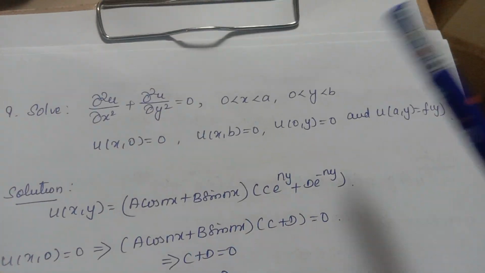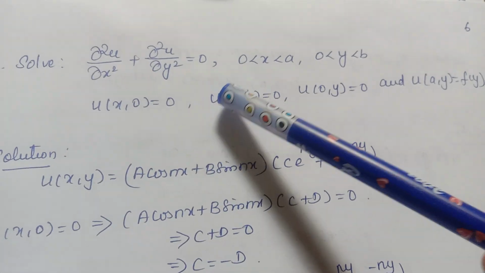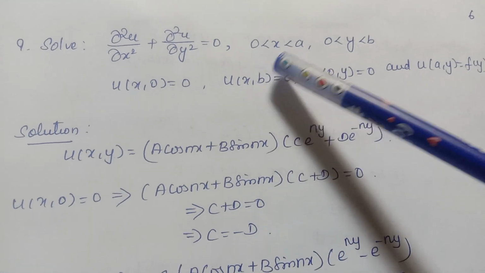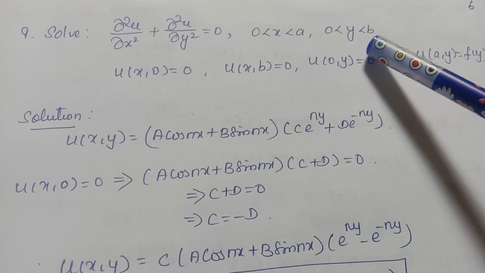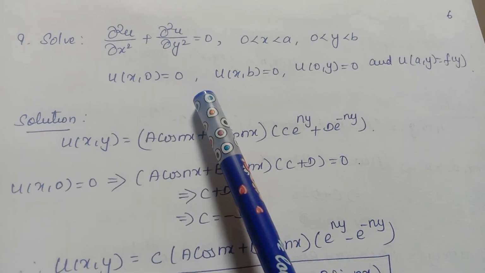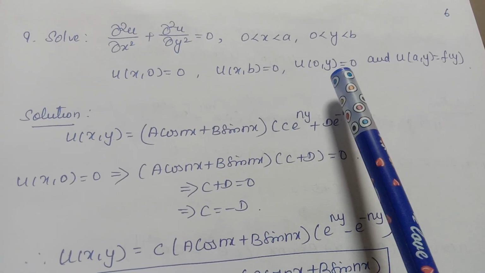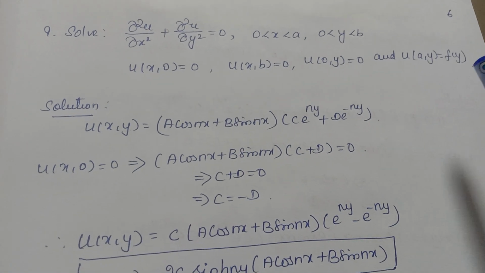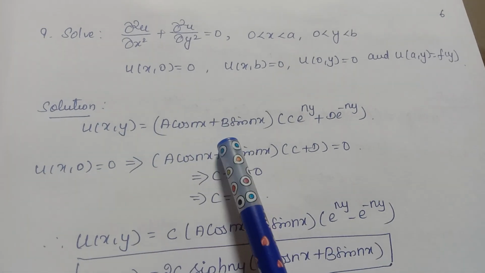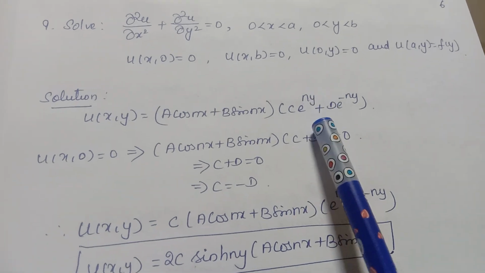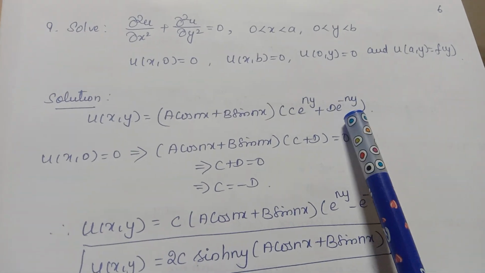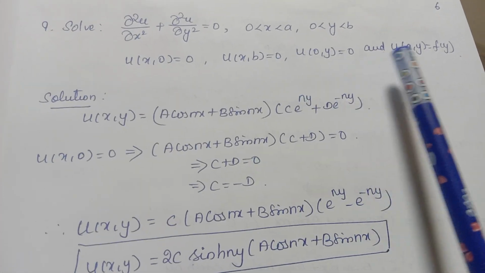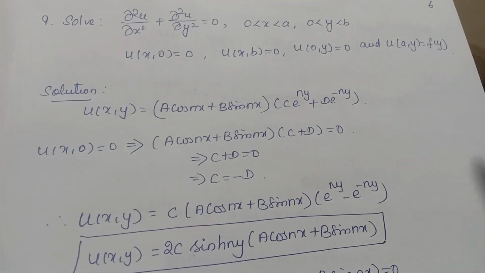Next one, del square u by del x square plus del square u by del y square equal to 0. X lies between 0 to a, y lies between 0 to b. U of x comma 0 equal to 0, u of x comma b equal to 0, u of 0 comma y equal to 0, and u of a comma y equal to f of y. Okay, the solution is given by (a cos nx plus b sin nx) into (c e power ny plus d e power minus ny). As in the previous problem, we are going to substitute the conditions one by one and find out the values of a, b, c, d.